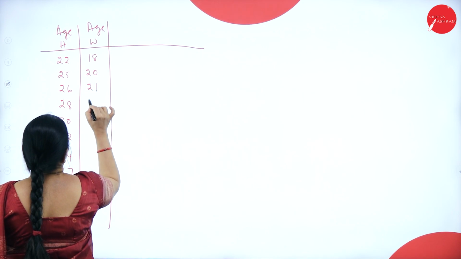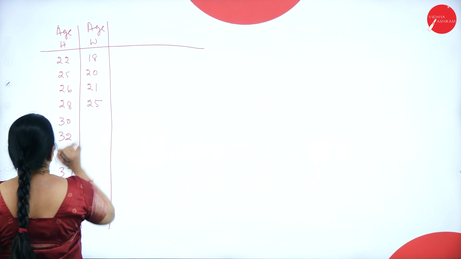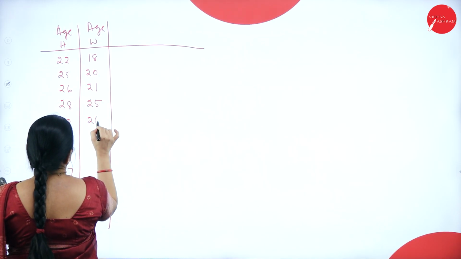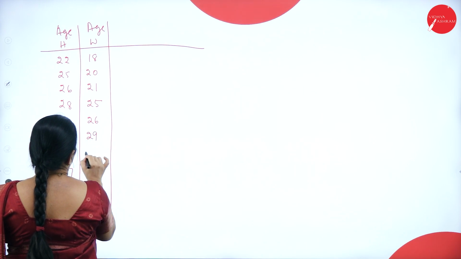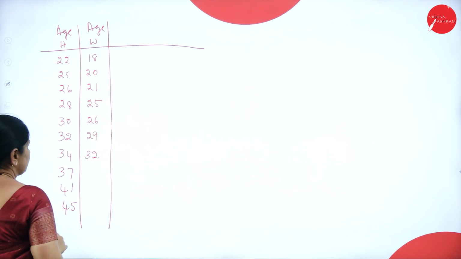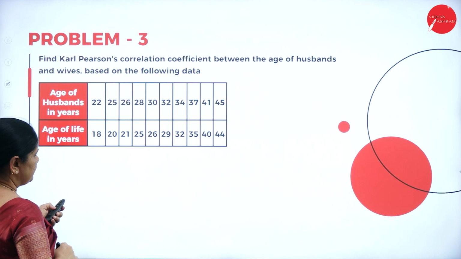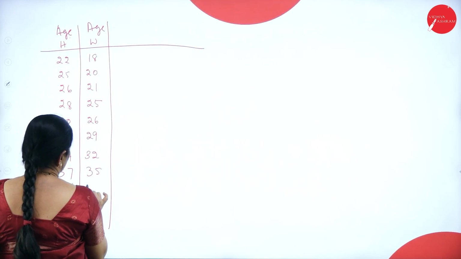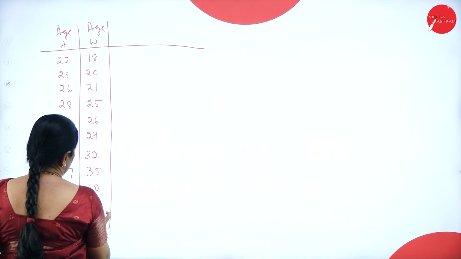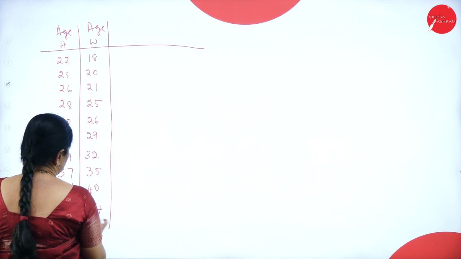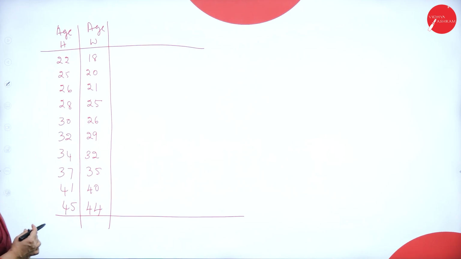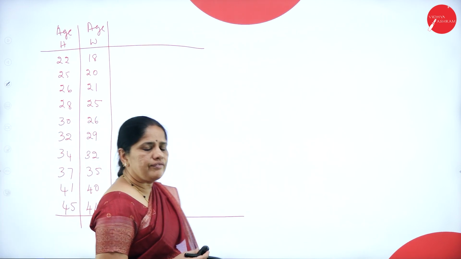20, 21, 25, 26, 29, 32, 35, 40, 44. So we have the age of the husband and the age of the wives.